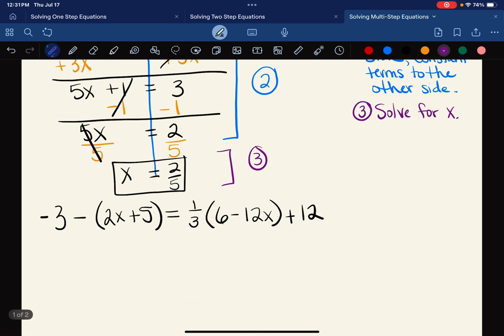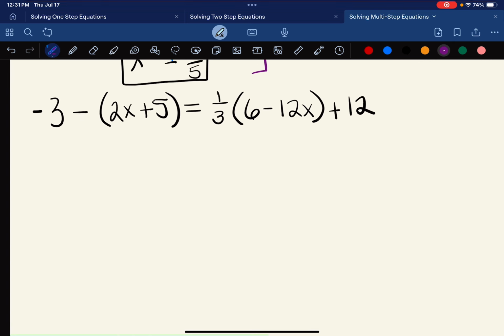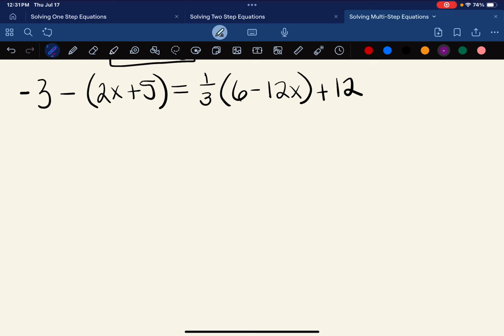All right, let's do it again. This time we had to throw in a fraction, of course. Negative 3 minus 2 times x plus 5 should equal 1/3 times 6 minus 12x plus 12.